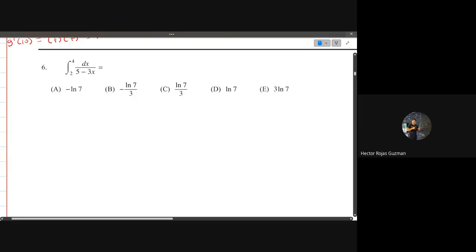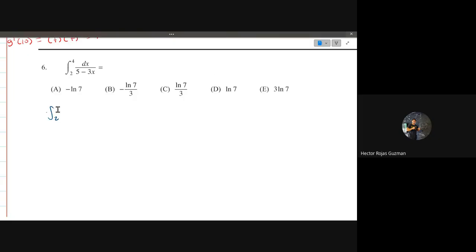Find the antiderivative of this. Okay, well, we have the integral from 2 to 4 of 1 divided by 5 minus 3x dx. You can do it just by doing the shortcut of u sub, but I'm just going to show you the work. u is equal to 5 minus 3x. We're going to take a derivative. Isolate dx.